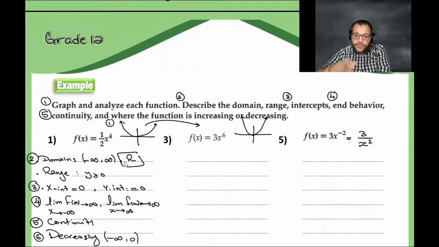Because now we have x in the denominator, it is not a polynomial. For a polynomial function, the domain is R, so there is no exception. But now we have a condition. What is the condition that we have? Yes, the denominator cannot be 0. That's the first one. The denominator is not equal to 0.